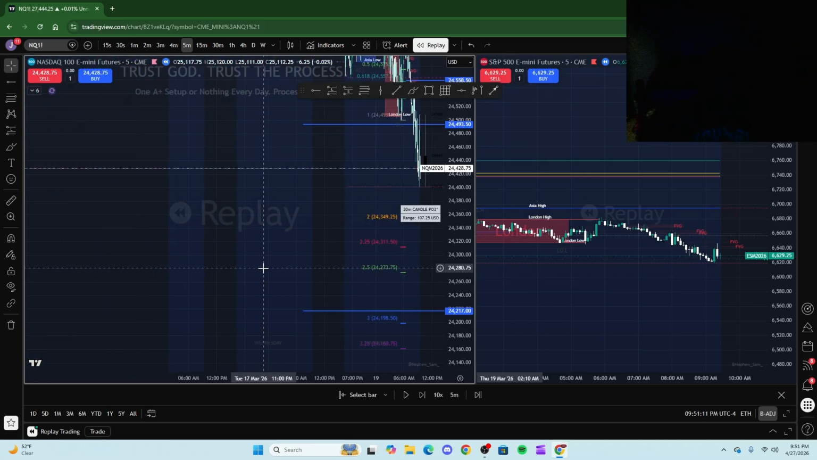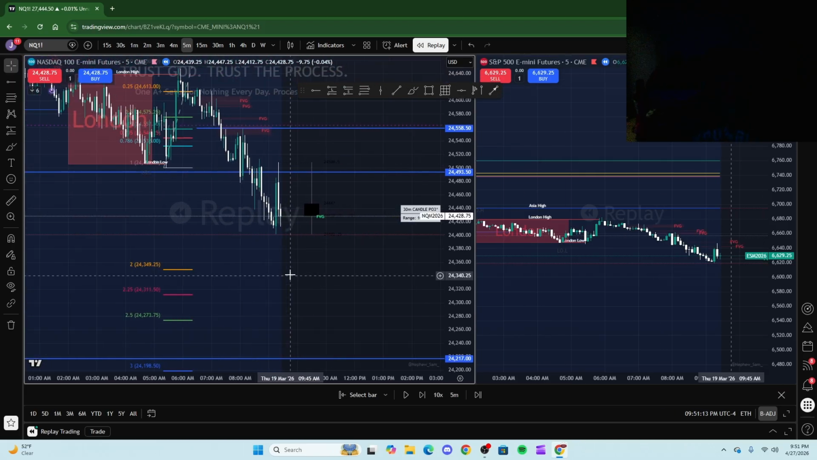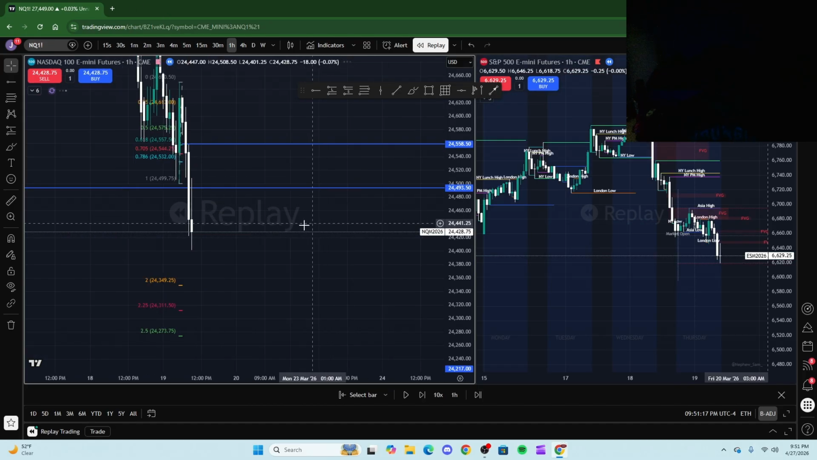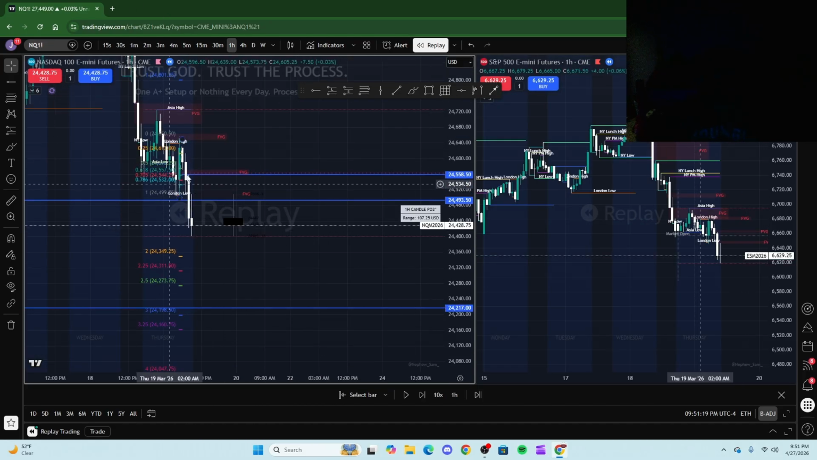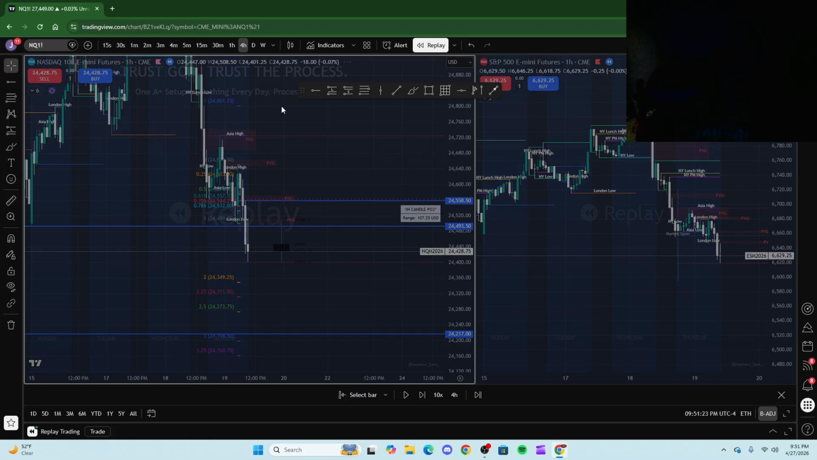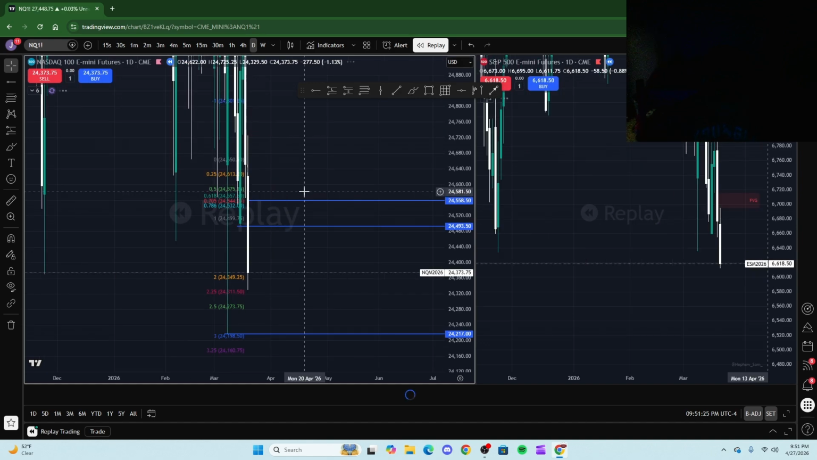I do not want a long because we are very bearish on the higher time frames. There would be basically no reason to long unless we were to somehow inverse these hourly gaps. Basically, there's no chance I'm longing on a day like this. We're just too bearish.